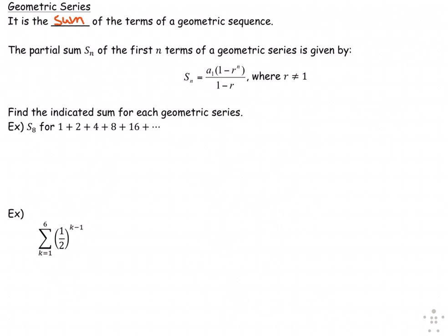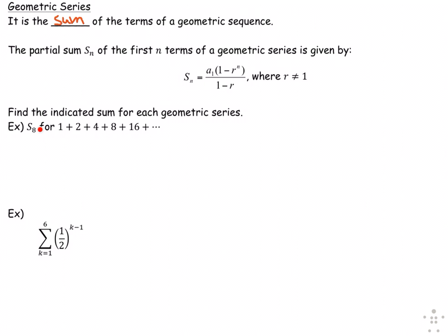Now, geometric series means the sum of the terms with a common ratio r. Here's the formula. S sub n, for n terms, the sum will be defined as, in the numerator, the first term times the difference of 1 and the ratio r to the nth power, divided by 1 minus r. So you could tell that this formula goes with geometric because it has r in it. So find the indicated sum for each geometric series. You have to pay attention to the details.